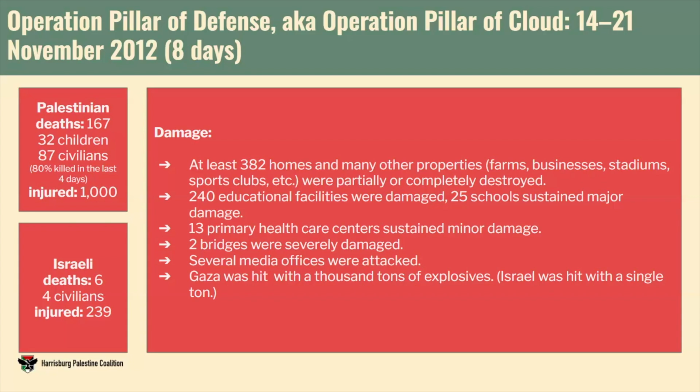The damage in Gaza: at least 382 homes and many other properties were partially or completely destroyed. 240 educational facilities were damaged, 25 schools sustained major damage, 13 primary healthcare centers sustained minor damage, 2 bridges were severely damaged, several media offices were attacked, and Gaza was hit with 1,000 tons of explosives. On the other side, Israel was hit with a single ton.